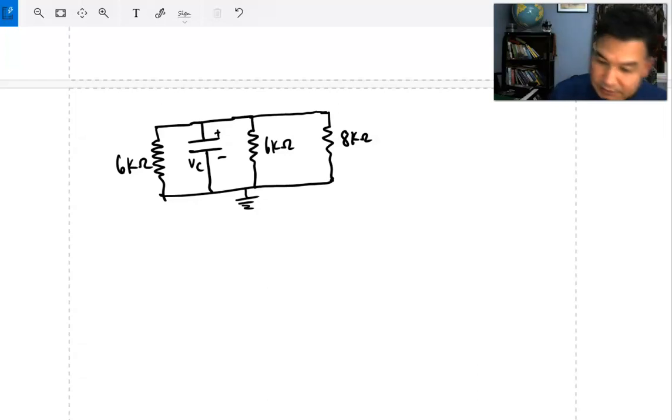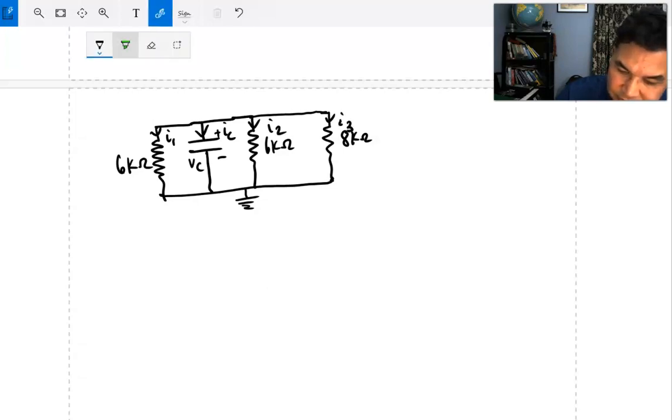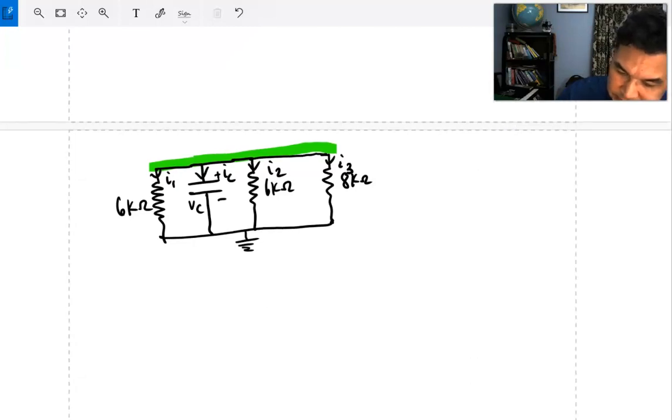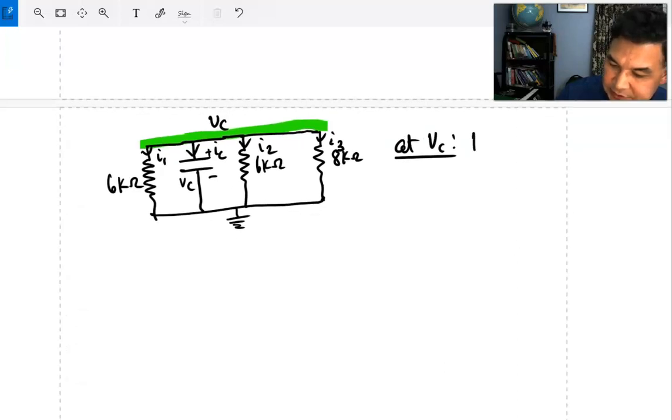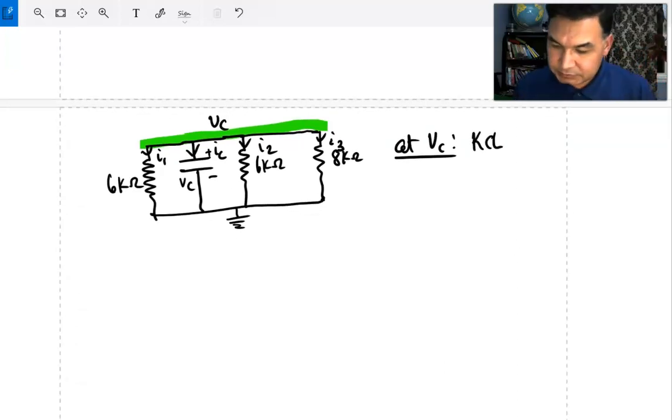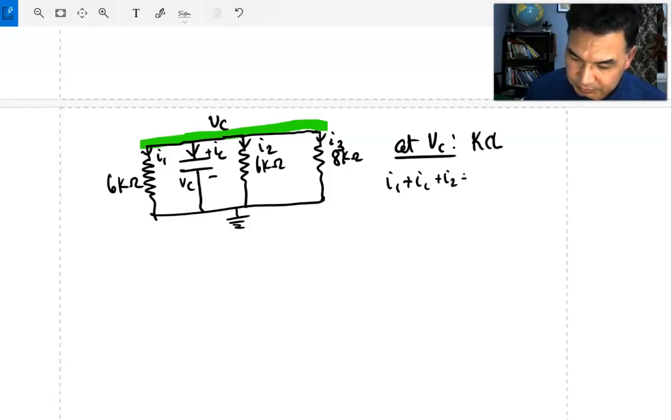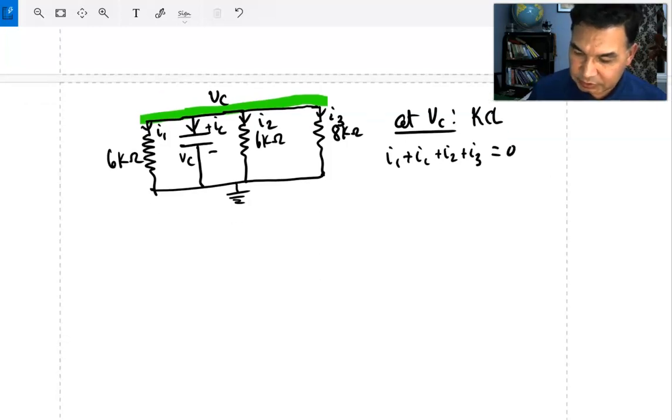So let's say these are the currents, right? You can choose any direction. So I1, this is IC, I2, I3. So at this node, we can apply, this is, let's say, VC. At VC, your KCL or Kirchhoff's current law becomes I1 plus IC plus I2 plus I3 is all equal to 0, because all are leaving the junction.